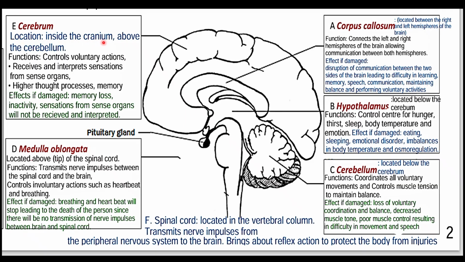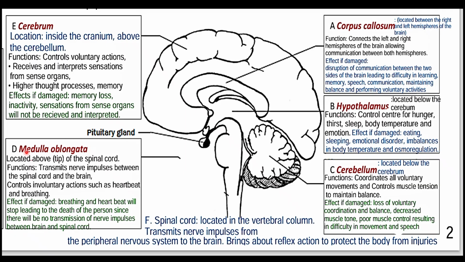The cerebrum is located in the cranium. It is directly above the cerebellum. What are its functions? It controls voluntary actions. It receives and interprets sensation from sense organs. And it is also involved in higher thought processes such as memory, thinking, learning. And then what will happen if it is damaged? If the cerebrum is damaged, it will lead to memory loss, inactivity, and also sensation from sense organs will not be received and hence not interpreted. That means you wouldn't know what is going on.